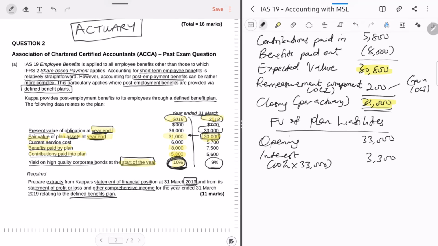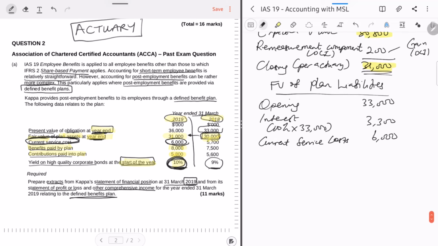Then, instead of adding any contributions paid in, what do you do? You add current service cost and past service cost. Here we have current service costs, and please take note to use the current year figure of 6,000. So you add your current service costs of 6,000. Then you can now less your benefits paid out. What do we have? Benefits paid by plan here. So how much? 8,000.